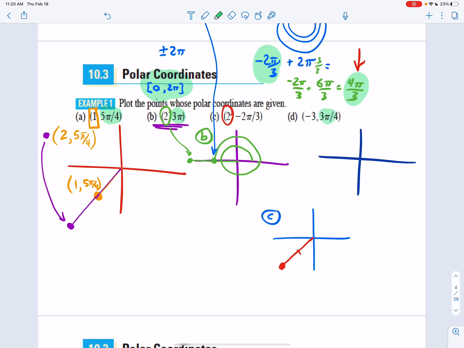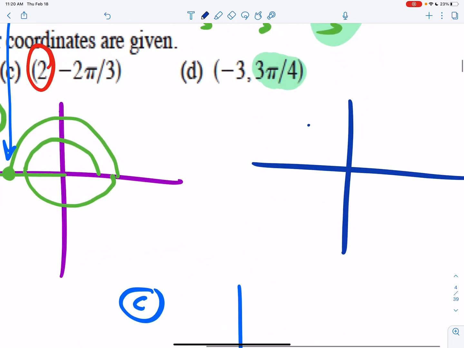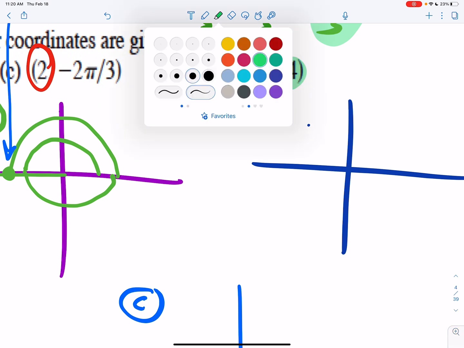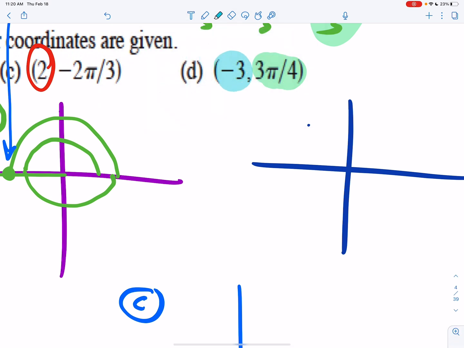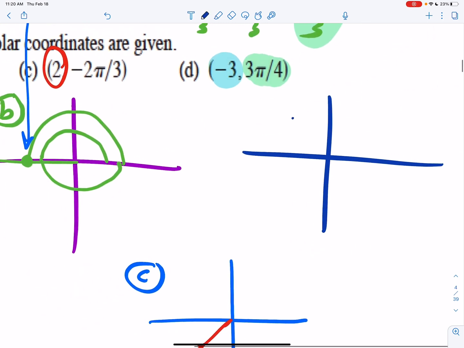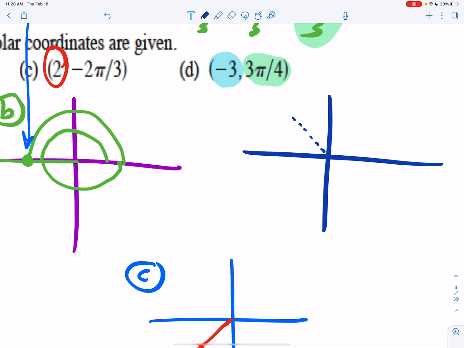Okay, so 3 pi over 4, 3 is definitely 1 less, so I know I'm in the second quadrant, okay? So I'm somewhere here at that dot. But notice how the radius is a negative 3. Negative just means that you go in the opposite direction. So if you're in quadrant 2, directly opposite to quadrant 2 is quadrant 4, okay? And you're going to go 3 units in the opposite direction.